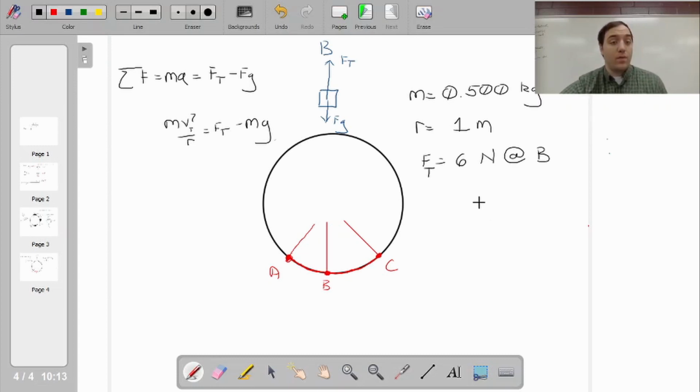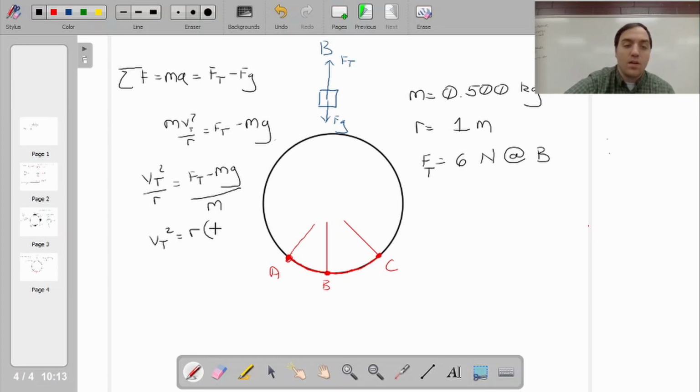Now we can go forth and solve it. I'm going to rearrange and solve symbolically. vt squared over r equals Ft minus mg over m. Multiply both sides by r. vt squared equals r times Ft minus mg over m.